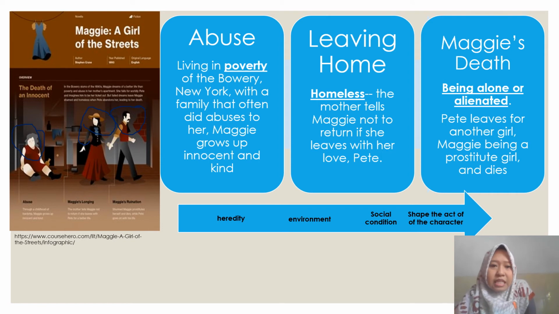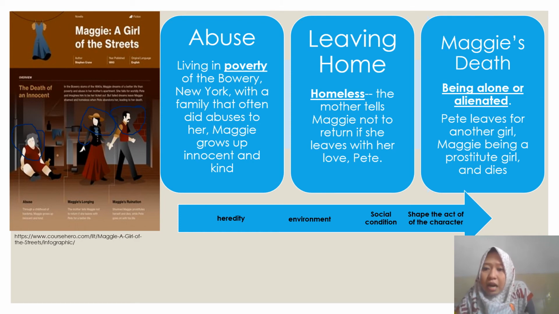Okay, abuse. Here, Maggie lives in poverty, with a family that often does violence or abuse to Maggie. The characterization of Maggie is a kind and innocent girl. Because of so much violence and abuse Maggie gets at home, Maggie decided to leave home with her boyfriend, hoping that she can get a better future. Yeah, okay, so leaving home.